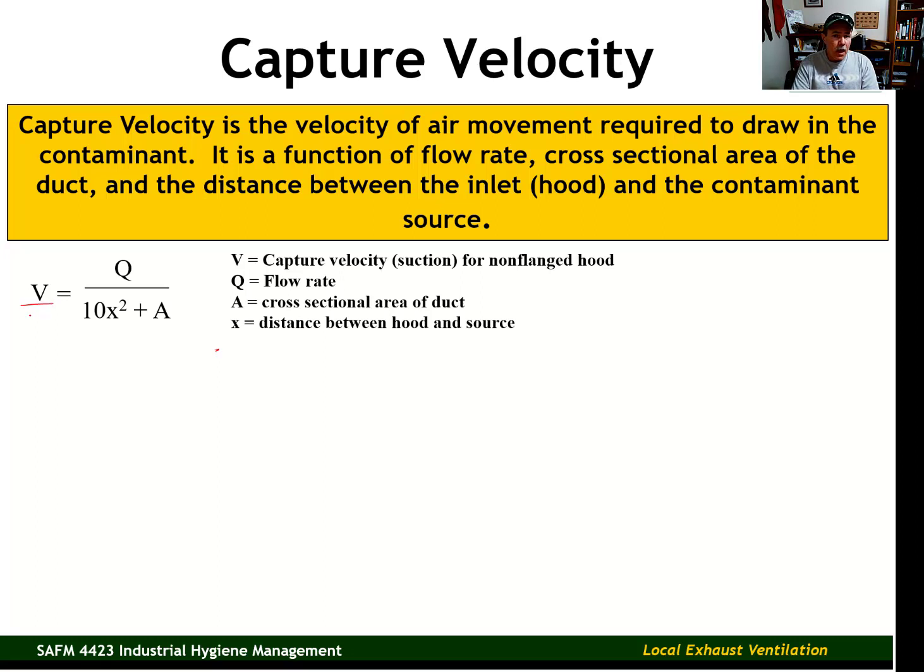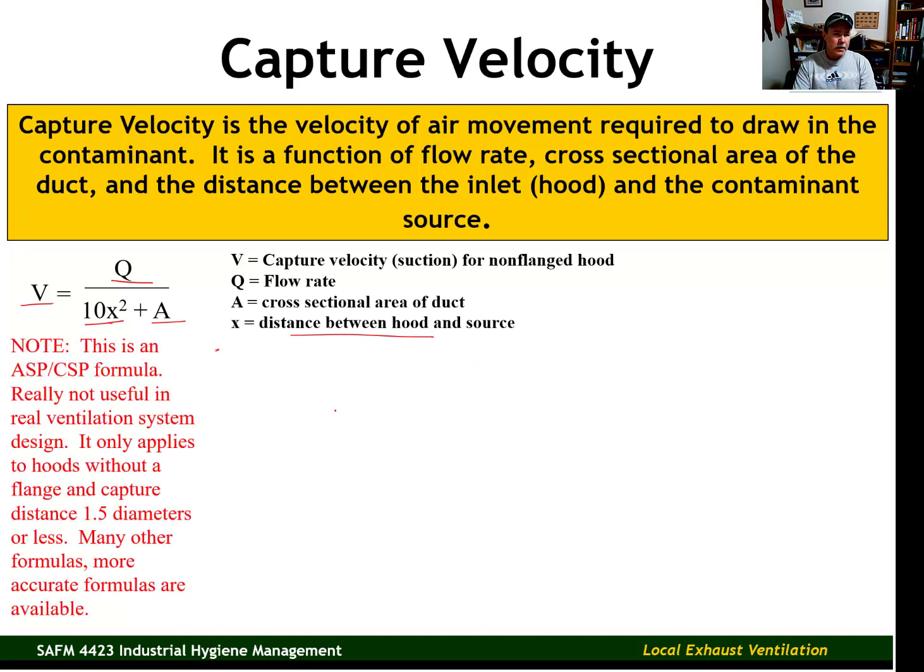Again, V is our capture velocity. That's the suction that we're going for, the level of suction to suck out the bad stuff. Q is your volumetric flow rate in cubic feet per minute. 10 is a constant. X is the distance between the inlet and the contaminant that we are trying to collect. And then A is the cross-sectional area of the duct in square feet. But I do need to say a little bit more about this formula.